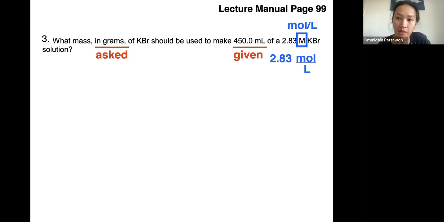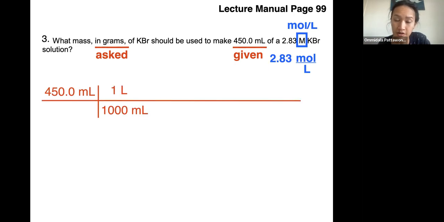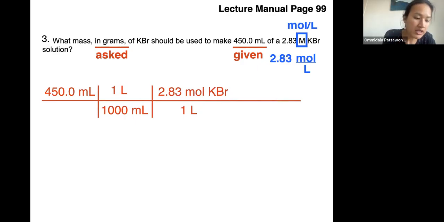So what you can do now is set up with 450 milliliter. You need to convert that to liter first, by dividing by 1,000. Okay, so after you convert this to liter, then you are going to use 2.83, so it's going to be 2.83 mole in 1 liter. Remember I mentioned that the molar concentration, because it contains unit-to-unit, is going to help you convert from liter to mole. So that's what we are using now.